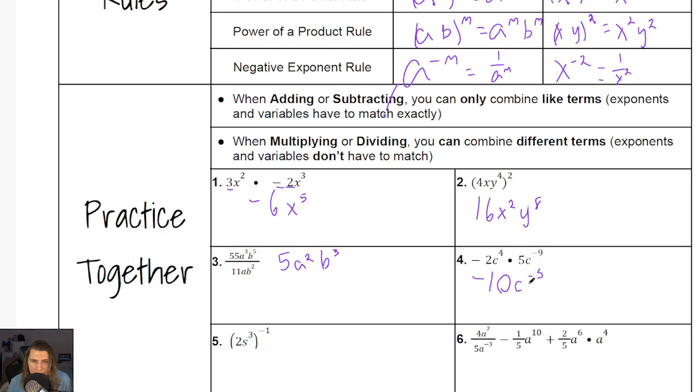But as I said earlier, we do not want a negative number as our final answer. So we're going to leave negative 10. C to the negative 5th should go into the denominator, just like our negative exponent rule up here. So we're going to leave negative 10, and then we're going to flip c to the denominator. So that becomes c to the 5th. So it's negative 10 over c to the 5th.